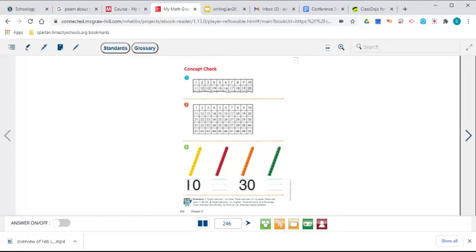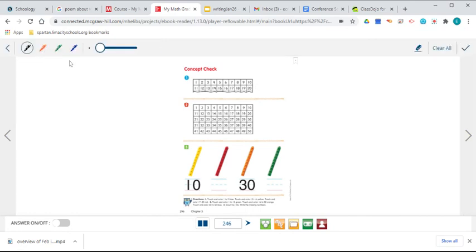I want you to look up here where it says number 1. And it says that we're going to touch and color 1 to 9 blue. So I have to go up here and grab my pen. You get your crayon out. 1 to 9 is going to be blue. So 1, 2, 3, 4, 5, 6, 7, 8, and 9. Those are blue.